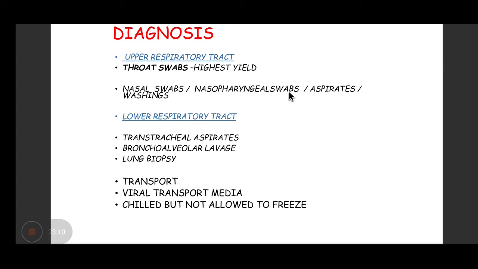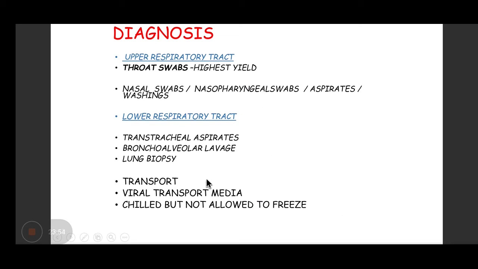But if you ask me what would be the ideal sample, because we are dealing with lower respiratory tract infection, the ideal sample would be a bronchoalveolar lavage, a lung biopsy, or a transtracheal aspirate. But because they are difficult to collect, the routine sample for all viral pneumonias, be it influenza or coronavirus or any other virus, is the throat swab. Other samples which can also be collected easily: nasal swab, nasopharyngeal swab, aspirates, washings. In fact, in coronaviruses, we started with 2 swabs, a throat swab and a nasopharyngeal swab.